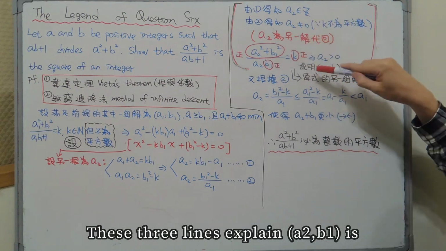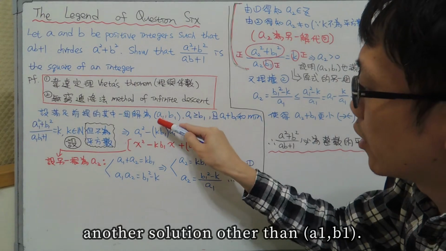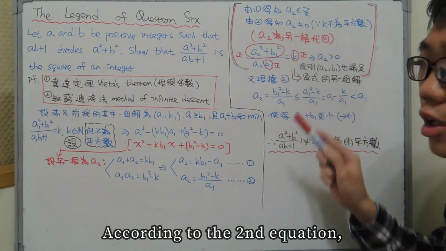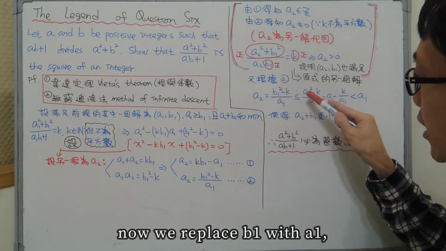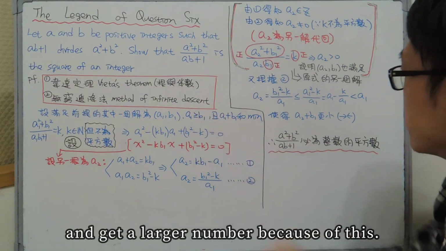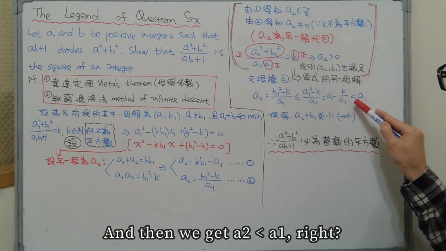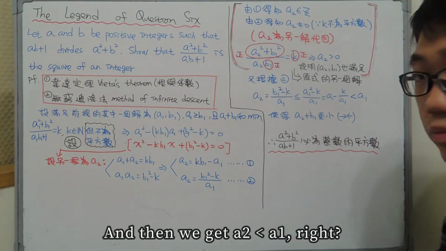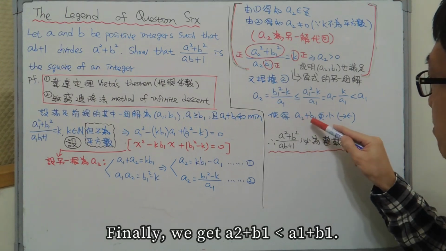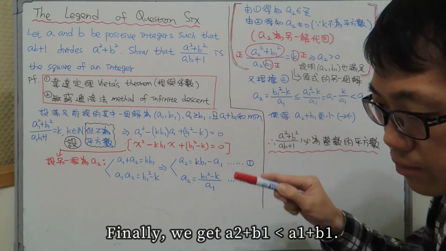These three lines explain a2, b1 is another solution other than a1, b1. According to the second equation, now we replace b1 with a1 and get a larger number because of this. And then we get a2 is smaller than a1, right? Finally, we get a2 plus b1 is smaller than a1 plus b1.